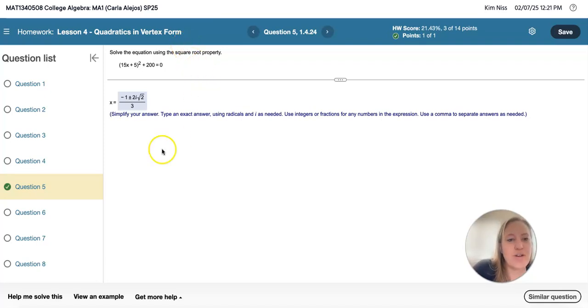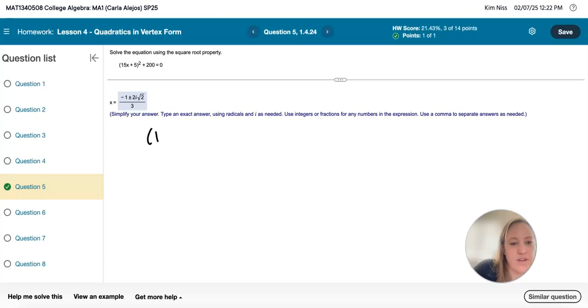Hey guys, so I wanted to go through a problem from lesson 4 today that seemed a little bit trickier, and we wanted to make sure you knew how to do it in case it showed up on a quiz or an exam. So I picked question number 5 from lesson 4, which is quadratics in vertex form. This question is asking you to solve the equation using the square root property. So we're going to go through how to do that.